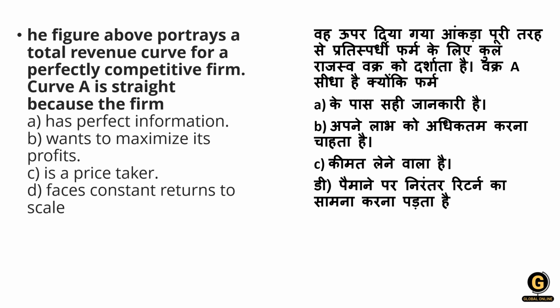Next question: the figure portrays a total revenue curve for a perfectly competitive firm. Curve A is straight because the firm has perfect information, wants to maximize its profits, is a price taker, or faces constant returns to scale. The correct answer is option C, is a price taker, because in perfect competition there are no price makers and it is only a price taker. That's why option C is correct.